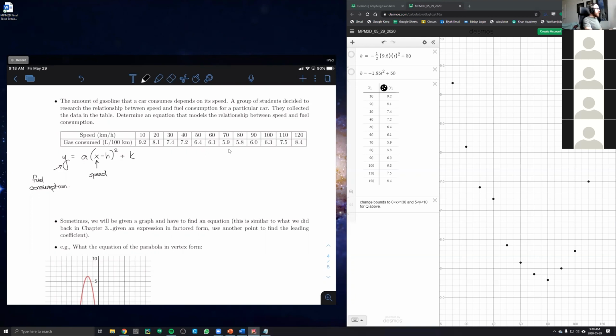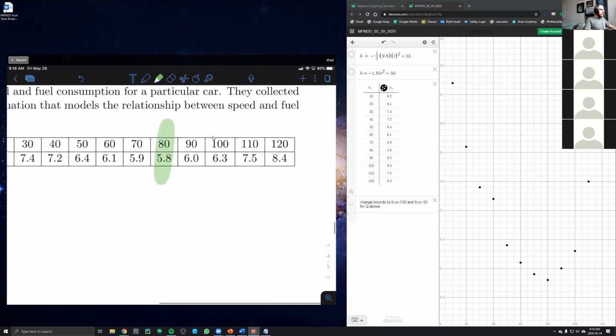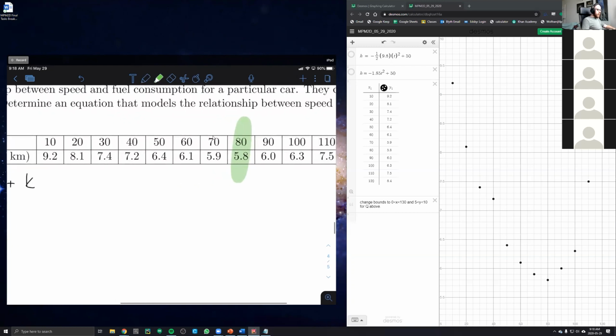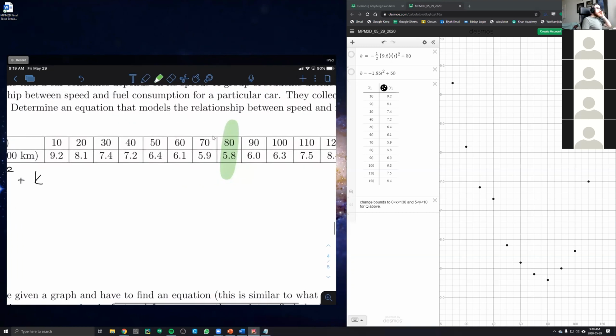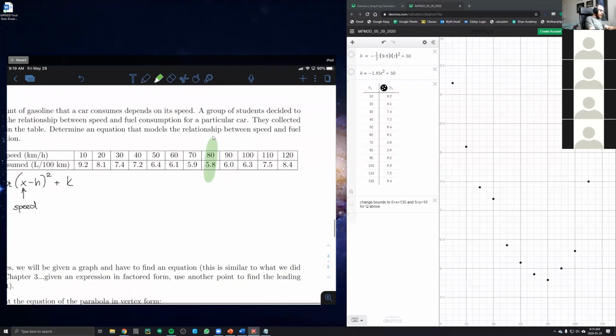Now, because we're discussing vertex form right now, ideally it would make sense to start with the vertex, right? We know that the vertex is at (80, 5.8), so a speed of 80 kilometers per hour and a fuel consumption of 5.8 liters per 100 kilometers. And so this is going to represent our vertex.